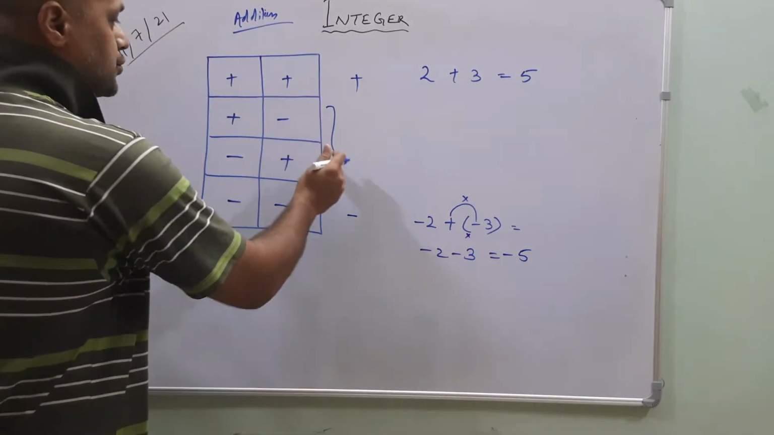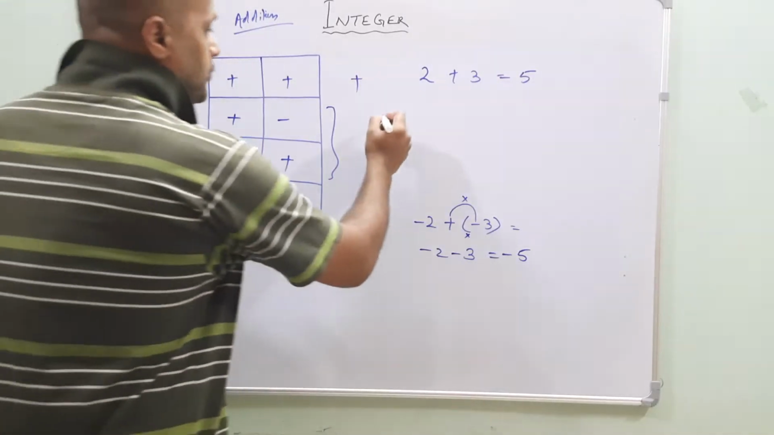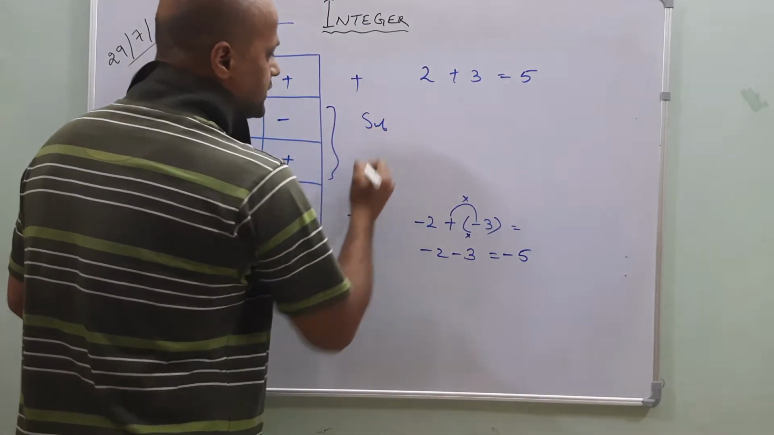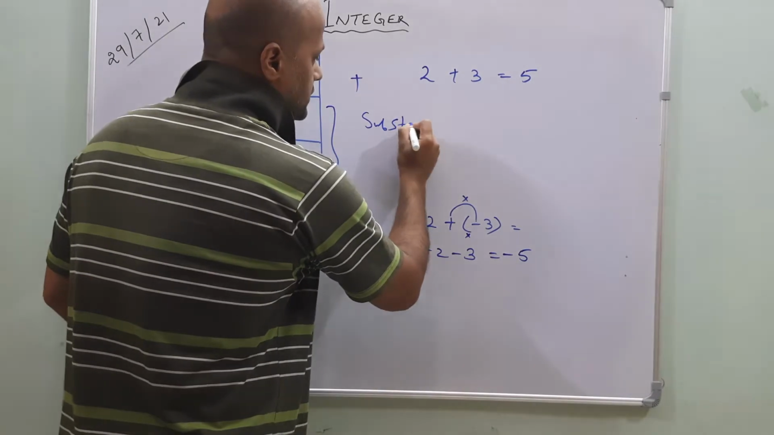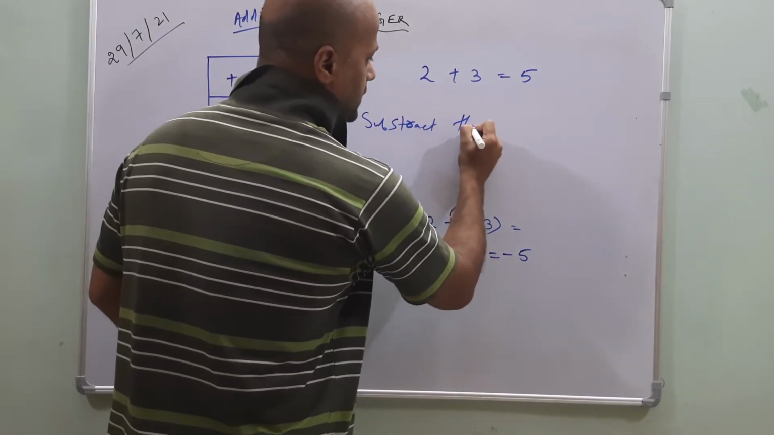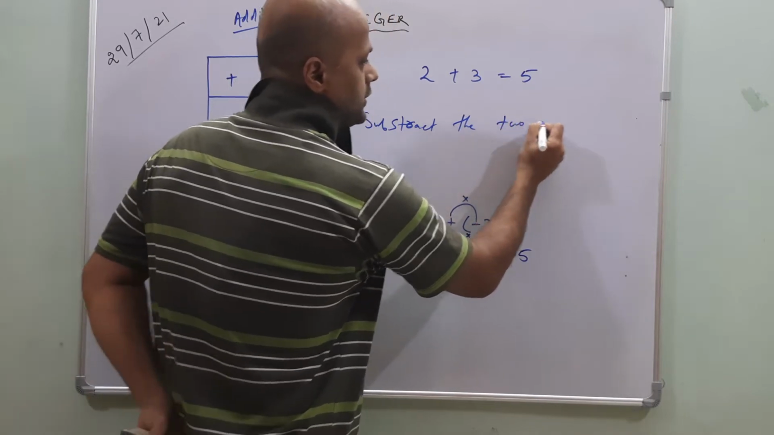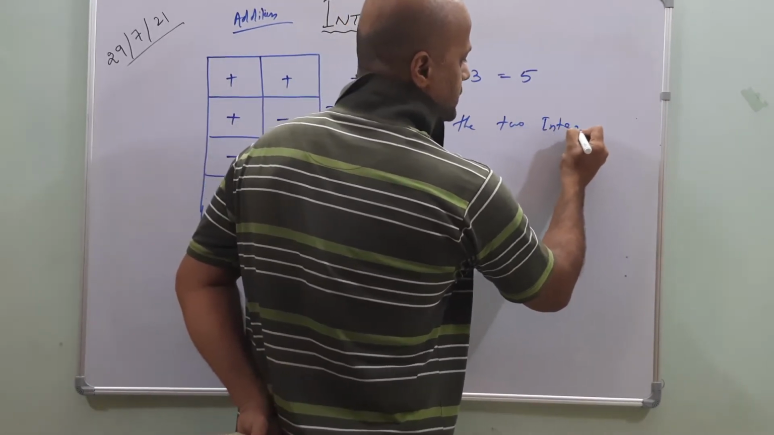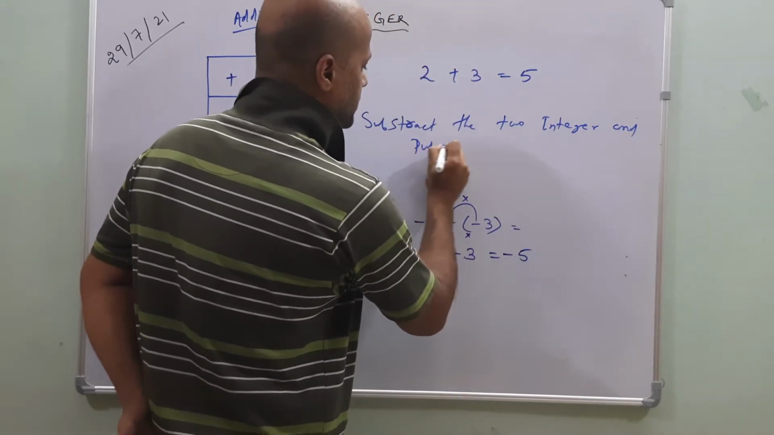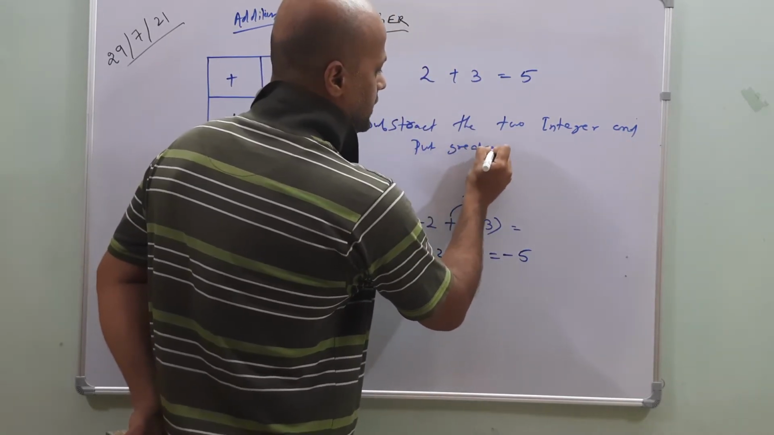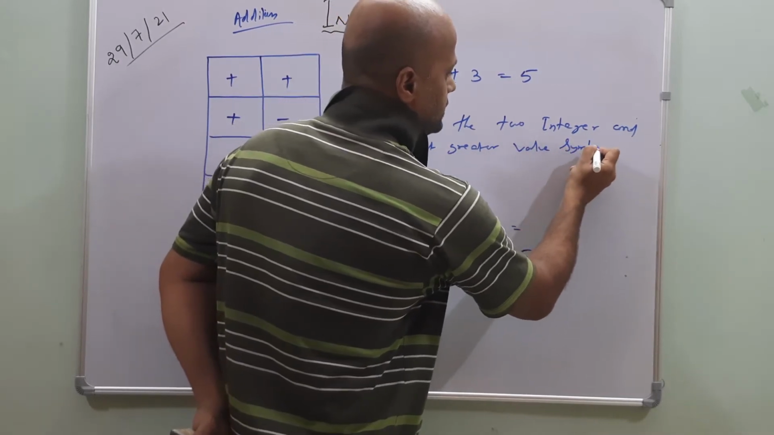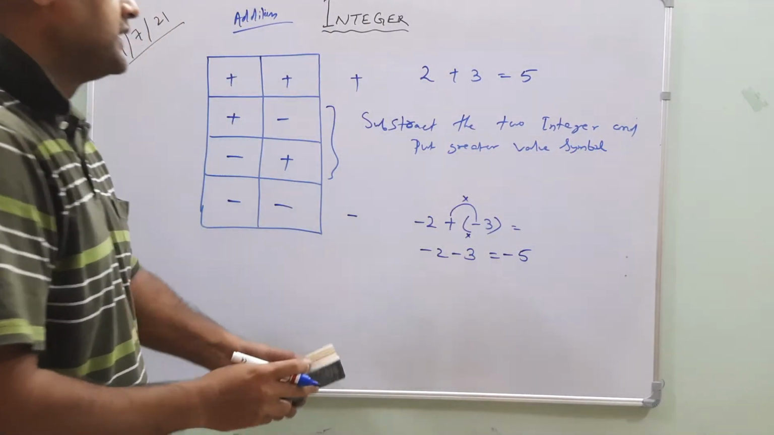But in these two cases, what do you have to do in the case of addition? You have to remember this rule: subtract the two integers and put the greater value's symbol.